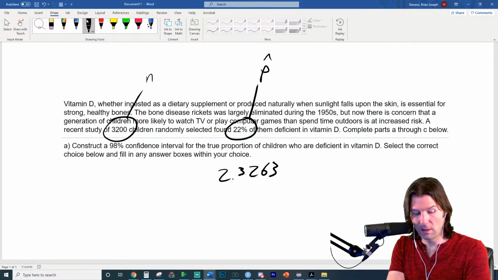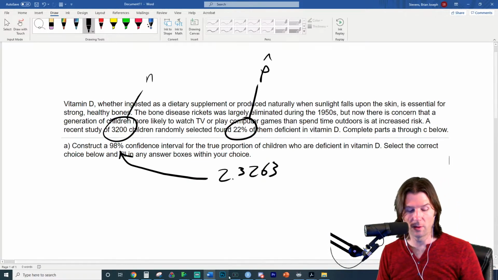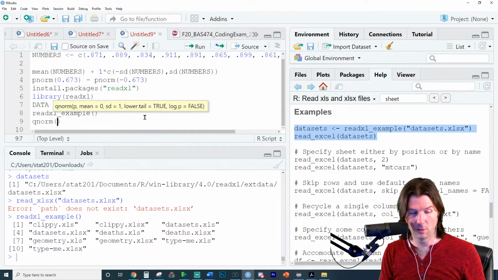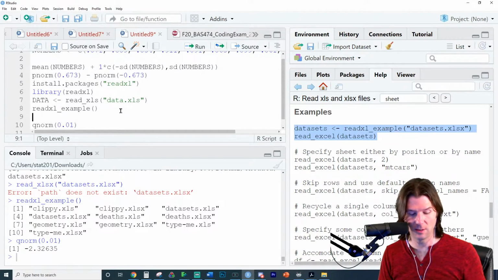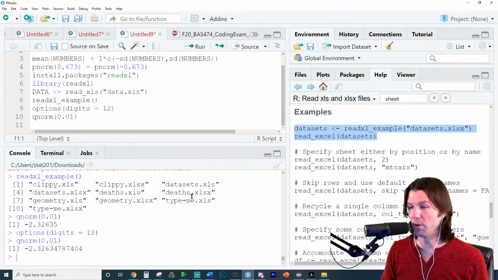So this is the 98% confidence interval z-score, and I'm going to check it by going over to R. In R, I can do qnorm of 0.01 and it gives 2.326, and then it rounds. But let me change the digits. Options... Good, it is 2.3263.